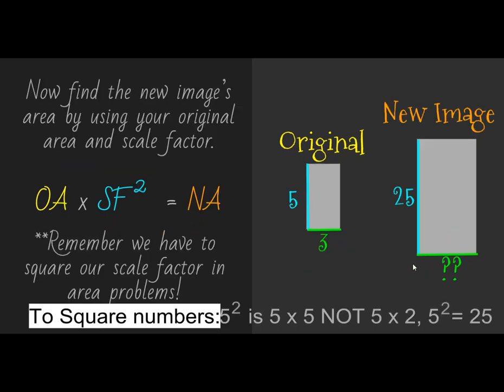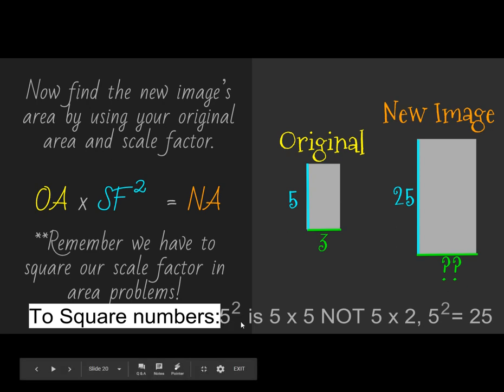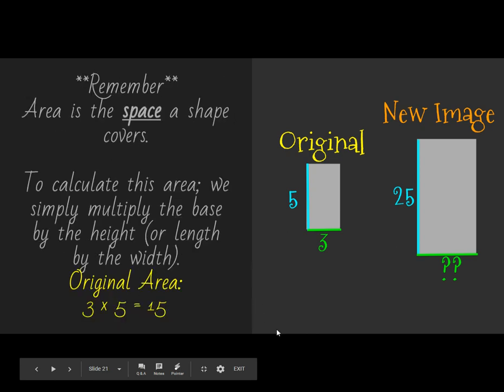Okay, now to find the area. Remember we talked about area: when we use the scale factor, it gets bigger, it gets wider and taller. It gets bigger or smaller in 2 directions. So we have to square our scale factor. So original area times my scale factor squared gives me my image area. So here, my scale factor is 5. My original image is 15. So I want to square my scale factor. Remember, this means the scale factor times itself, not the scale factor times 2.